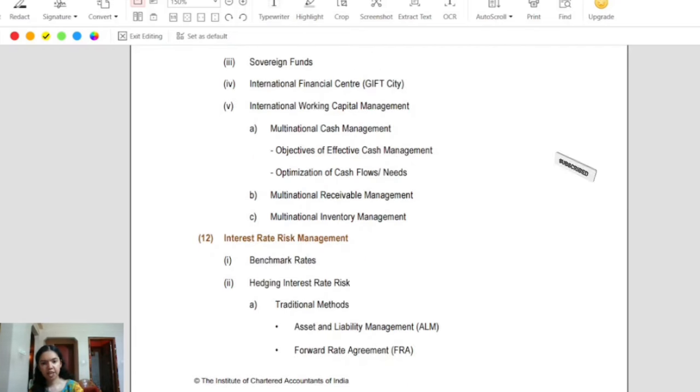Next, we have chapter 12, interest rate risk management. Businesses are exposed to interest rate fluctuation whenever they borrow or invest money. This chapter explains both traditional and modern techniques used to manage and minimize such risk. The concepts here are very simple. Focus on developing a basic understanding of how changes in interest rates can impact companies' financial position and how these risks can be effectively controlled or hedged.